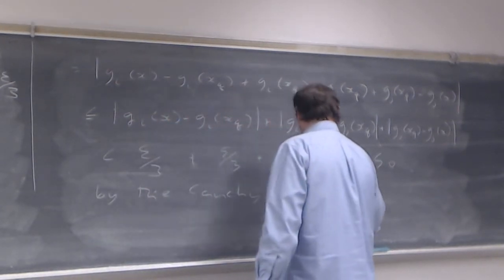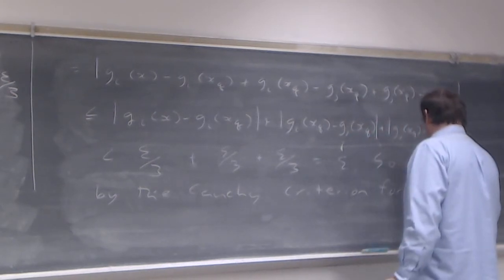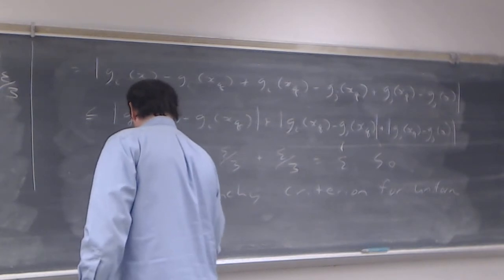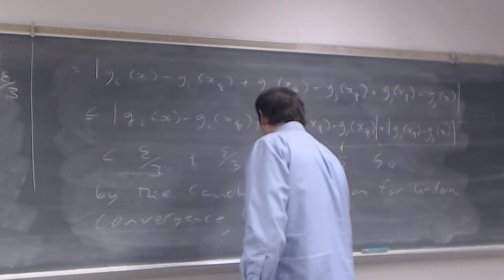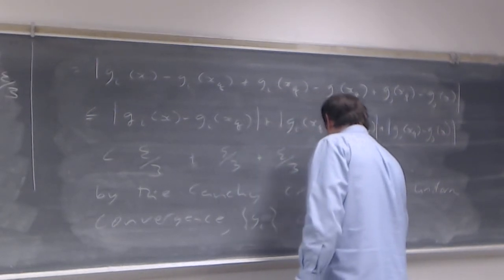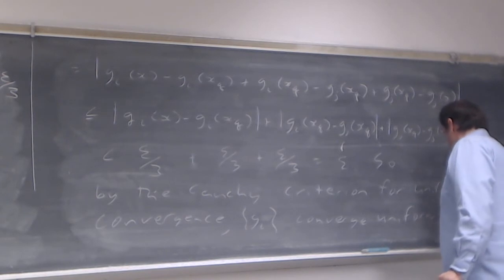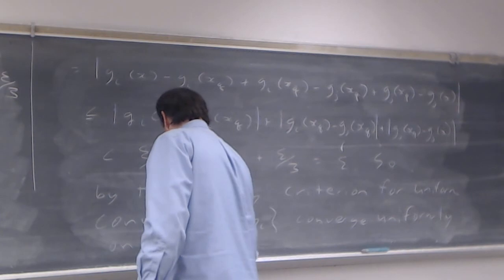So, by the Cauchy criterion for uniform convergence, the sequence g sub i converges uniformly on K. And that is that proof.